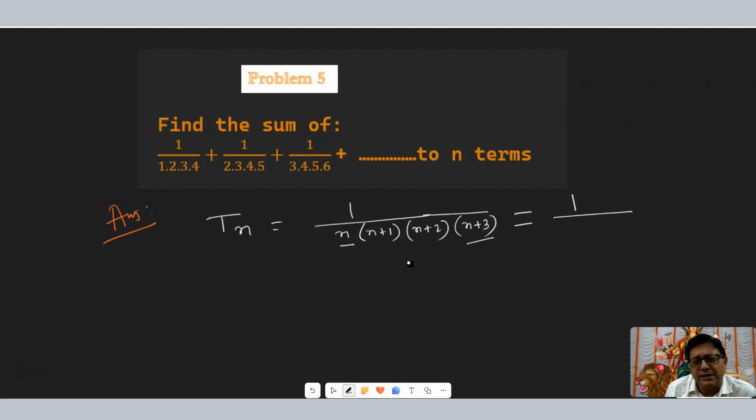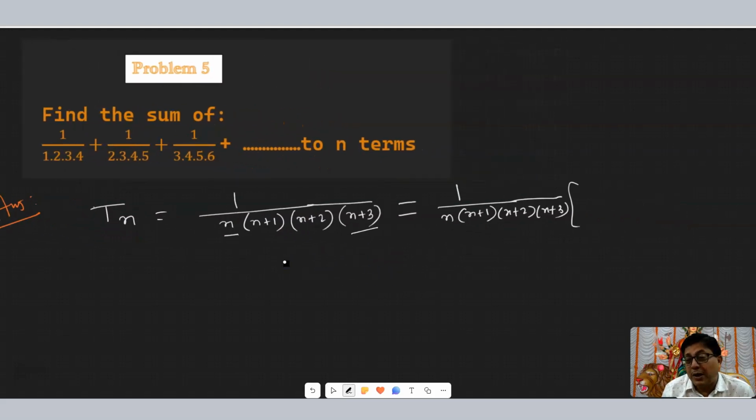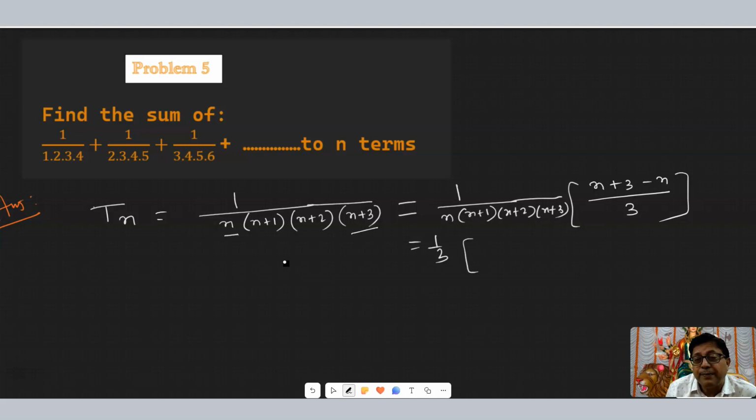This will remain as it is, (n+1)(n+2)(n+3). In the numerator, what do you have to get? You have to get n plus 3 minus n, by the difference 3. So simple. This you write as 1 by 3. Now take this one inside: n plus 3 by this whole thing. What will you get? 1 by (n+1)(n+2).